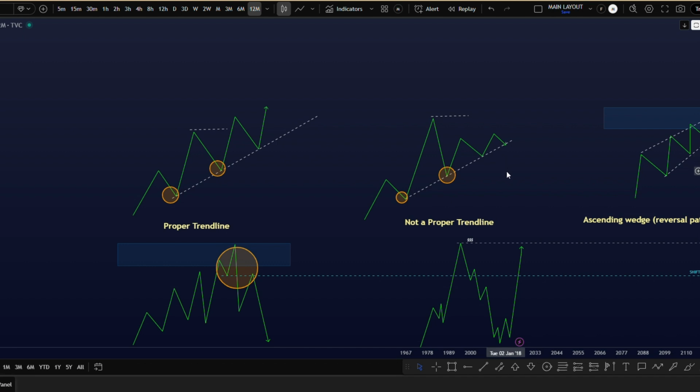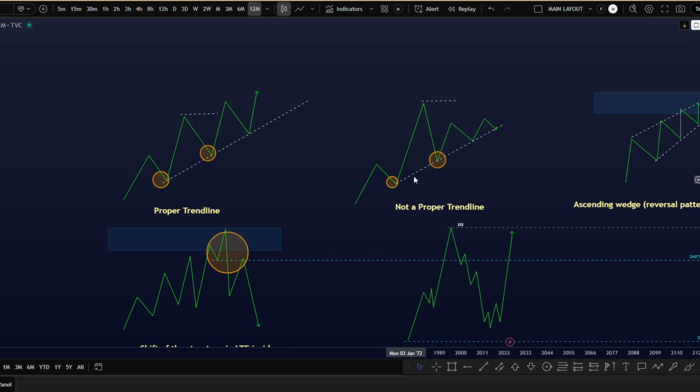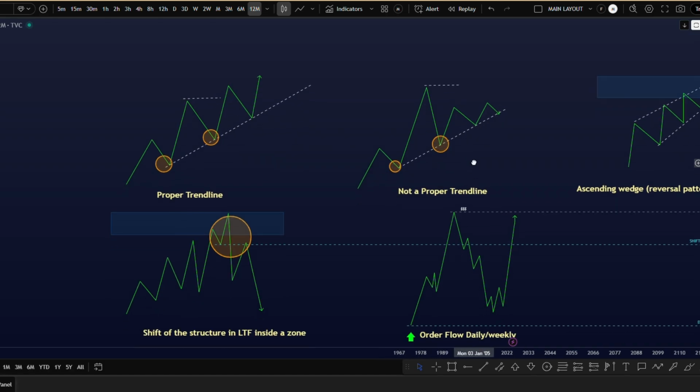So this is the way I draw my trend line. I need to see a break from the second origin, the second touch. I need to see the impulse from the second touch breaking structure to the upside. If it's not the case, I will not consider this. I will not even draw it as a proper trend line. Okay.